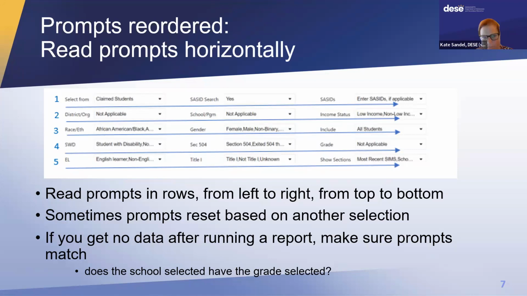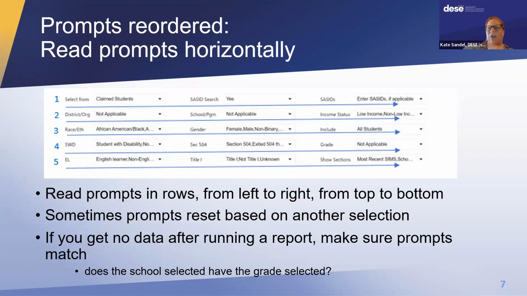We are now top to bottom. Reports should be read horizontally. You should start in the top corner, read across, and then go to the second row, and then the third row, left to right. The reason we've done this is to try to help the performance of the reports, because for some of our prompts, we need to go back and touch the data center to help figure out what the other prompts should be. There's an interrelationship between some of the prompts.